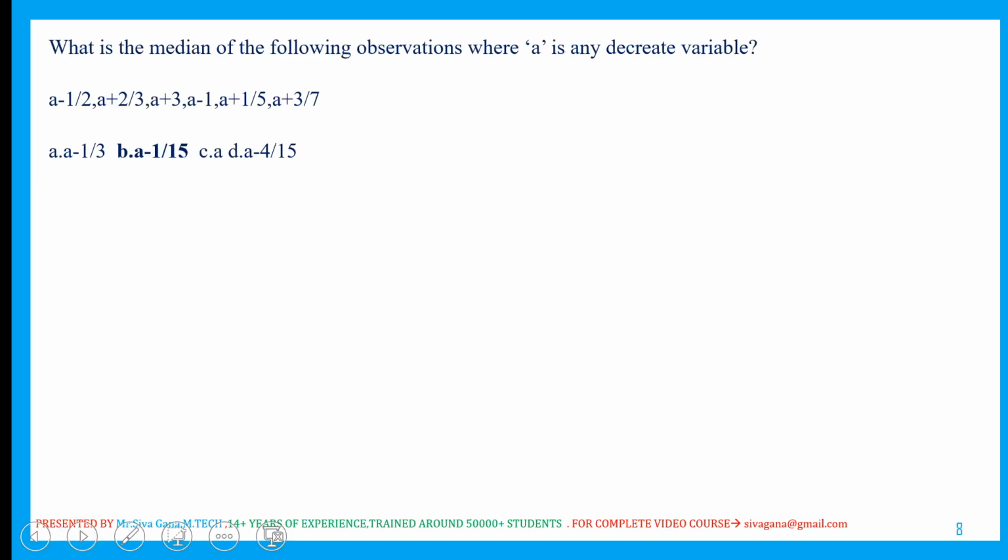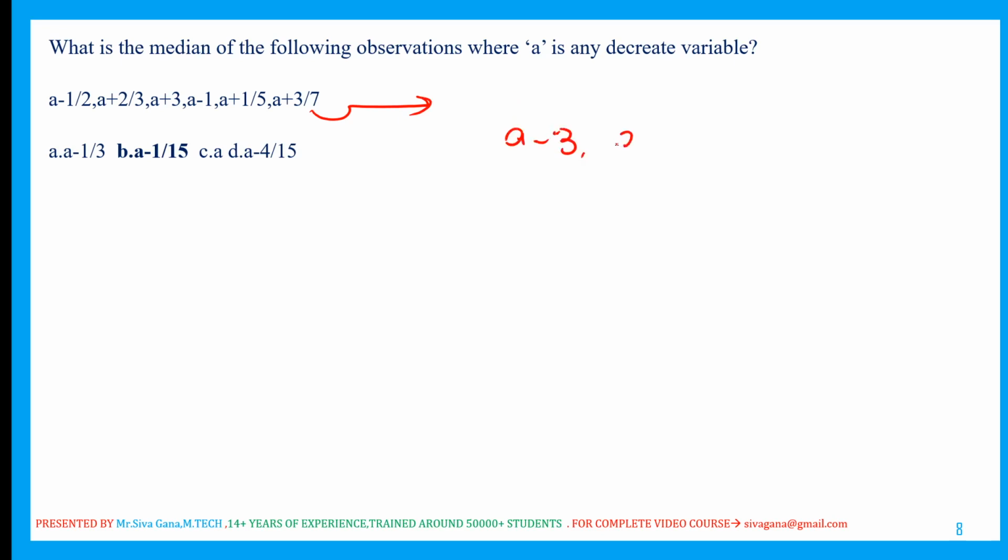What is the median of the following observations? To calculate the median, first you need to arrange the given data in a proper ascending or descending sequence. Here I am arranging in ascending sequence. What is the ascending order?